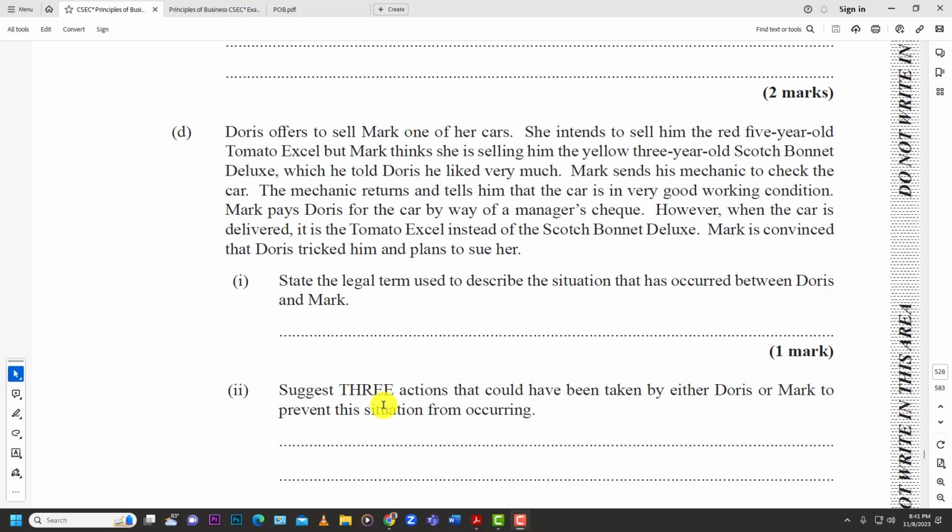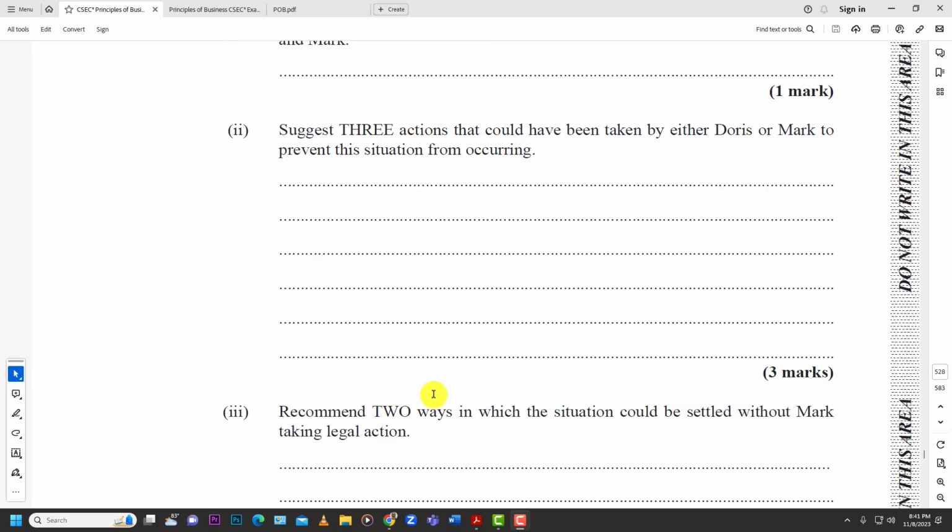So Doris could have disclosed which one exactly is for sale. Mark could have asked which one is for sale and say which one he wants to buy, and then Mark should have gone and seen the car himself instead of sending his mechanic. And before paying any money, you have to know what you're getting. You trust your mechanic, you trust Doris, but you yourself haven't gone to see. So Mark made some errors like that also.